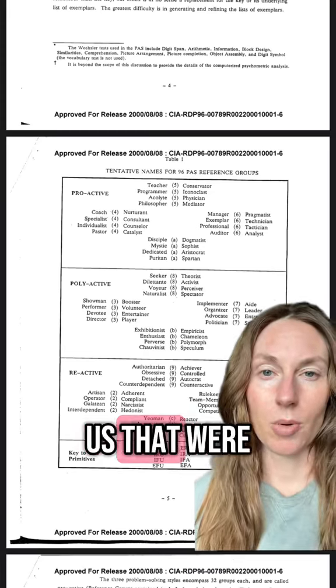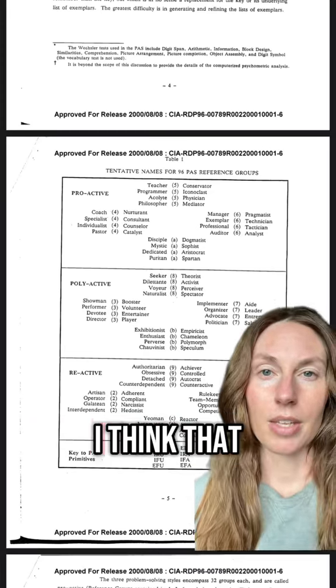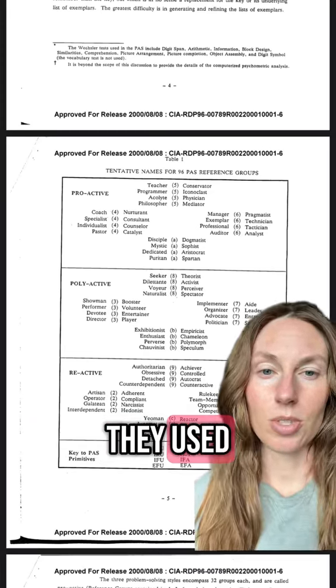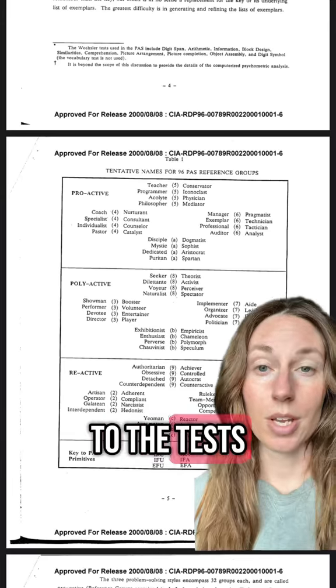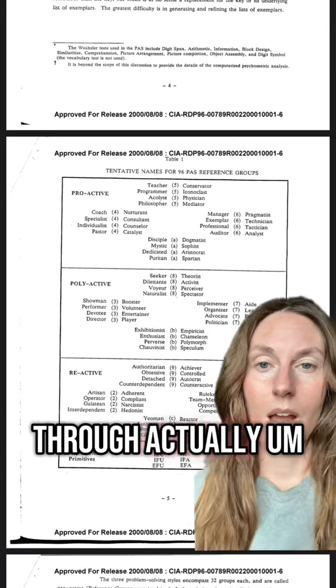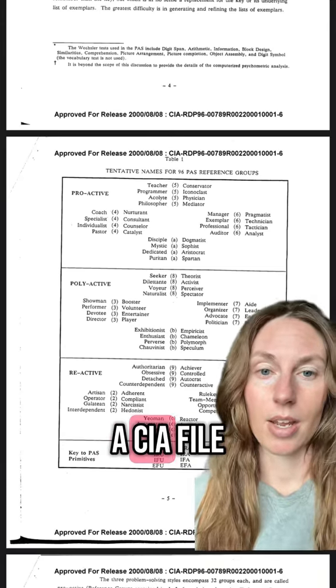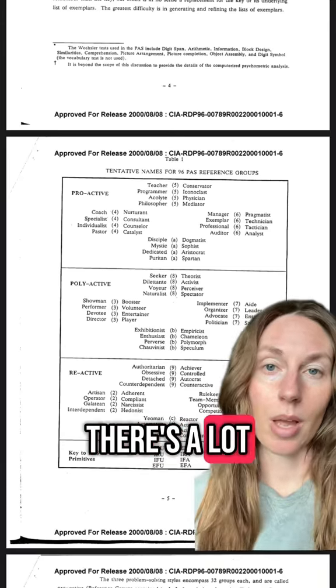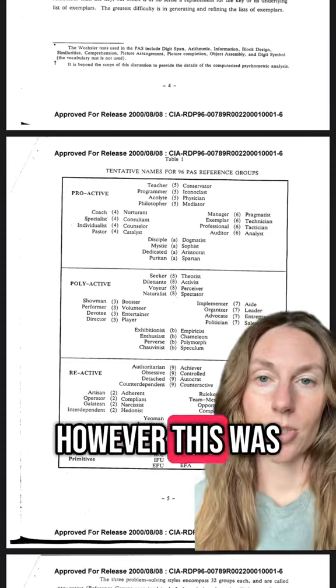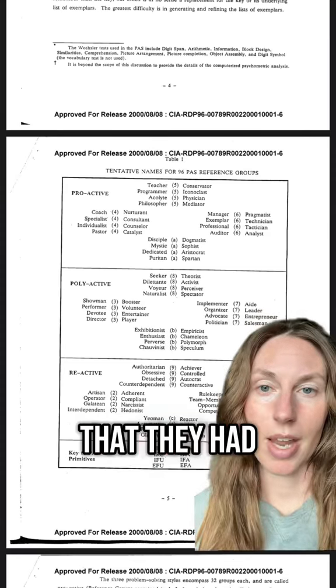For those of us that were in the GATE program, I think that the testing that they used sounds pretty similar to the tests that we went through, actually. So, this is kind of what they were trying to determine. This is a CIA file, and there's a lot more pages to it. However, this was just kind of an interesting chart that they had in it.